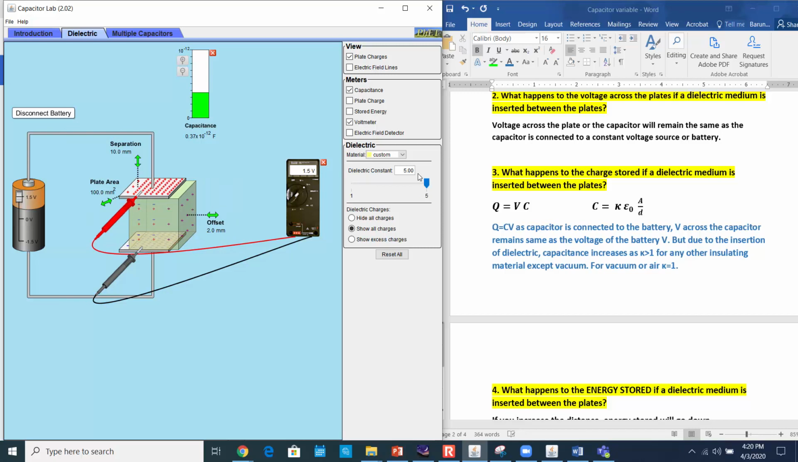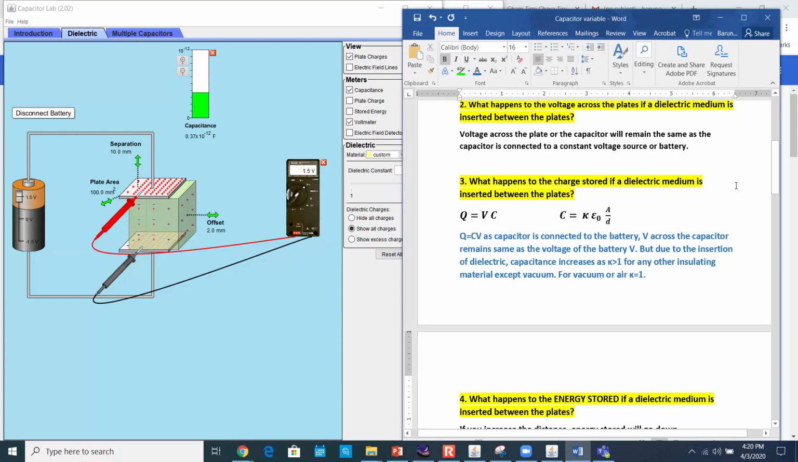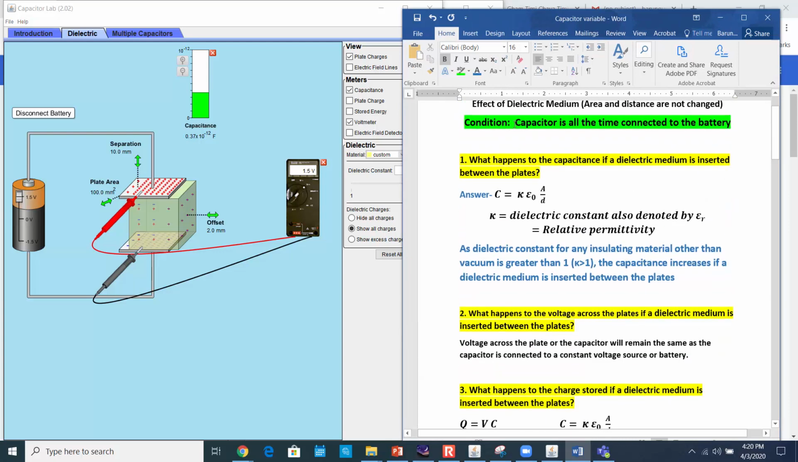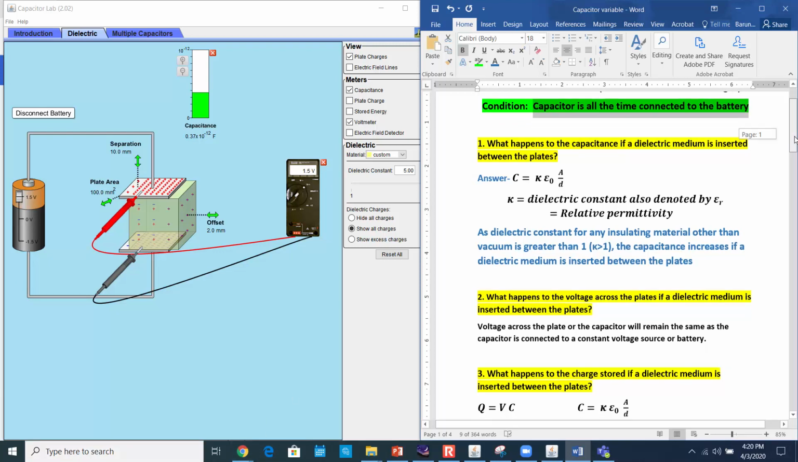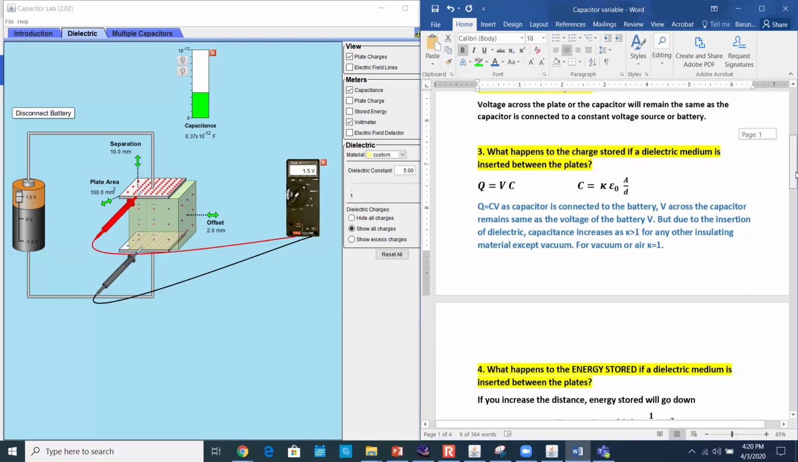In all the situations I'm talking about here, the capacitor is connected to the battery all the time. Here the battery is never removed, so do not get confused. The situation would be different if we did not have the battery here, or if we inserted a dielectric medium into a charged capacitor. That would be a different story. So now we have answered two questions, and let me answer another one.